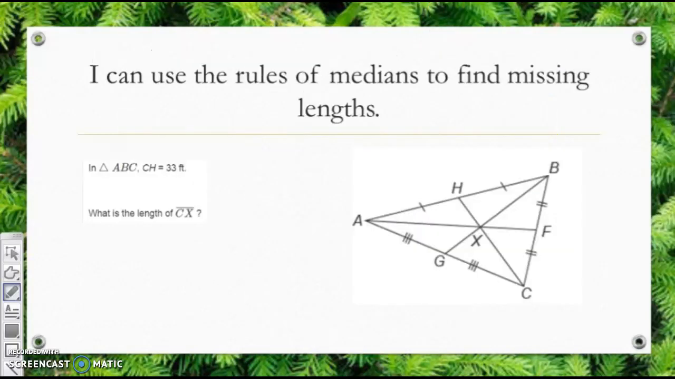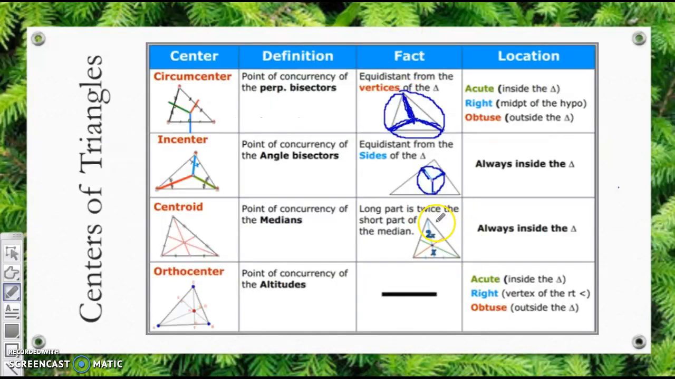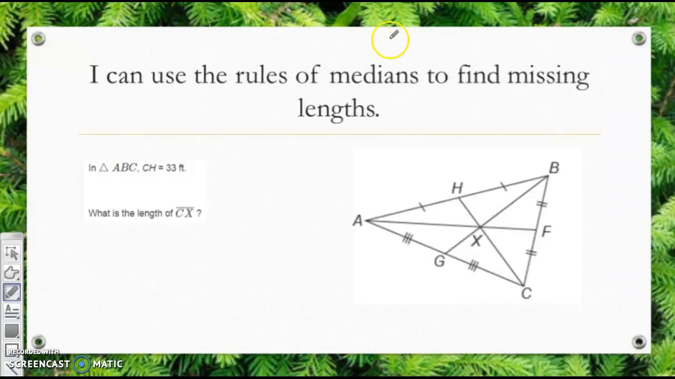All right, let's do one more from these triangle centers. The next I can statement says, I can use the rules of medians to find the missing length. Well, if we go back and think about our rules of medians, remember, it divides it into 3 equal parts. The short part is 1 of them, and the longer part is 2 of them. So, look at this triangle. It says CH, let me highlight that. This whole length here is 33.